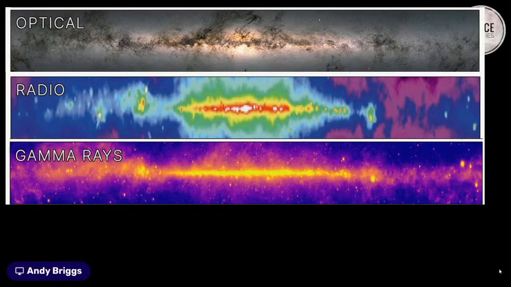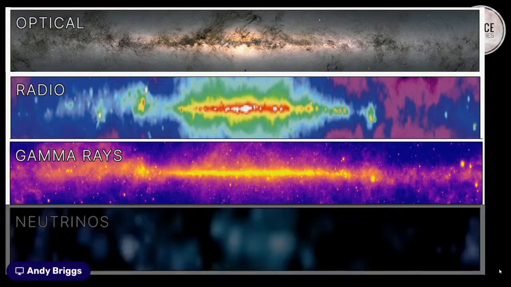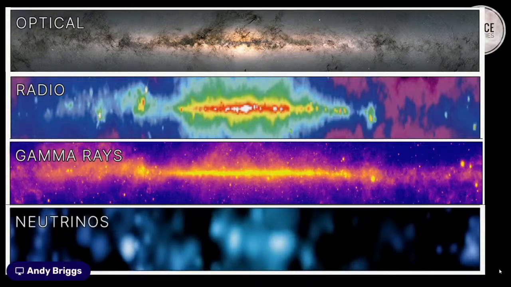But now we can add to that. We can show you what the plane of the galaxy looks like in neutrinos. And it looks like that. So this is the first time that we've been able to map the plane of the galaxy using neutrinos. It's an immense achievement. There are lots of bright neutrino sources there. The next step will be to work out where those neutrinos are coming from.